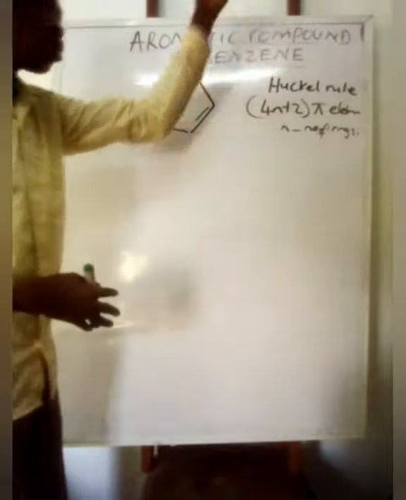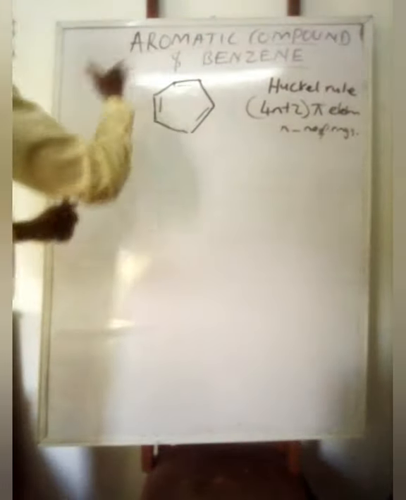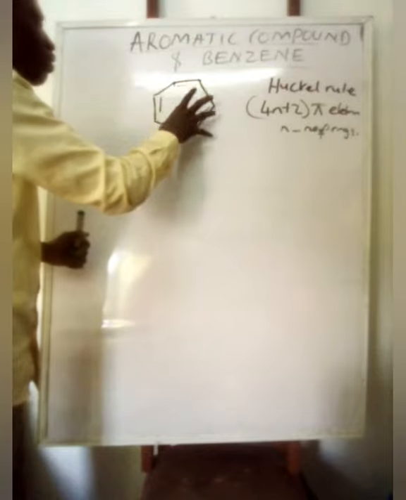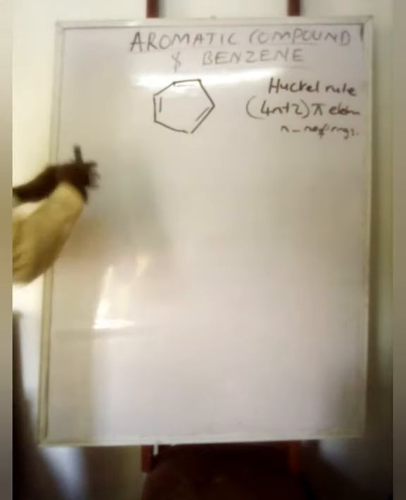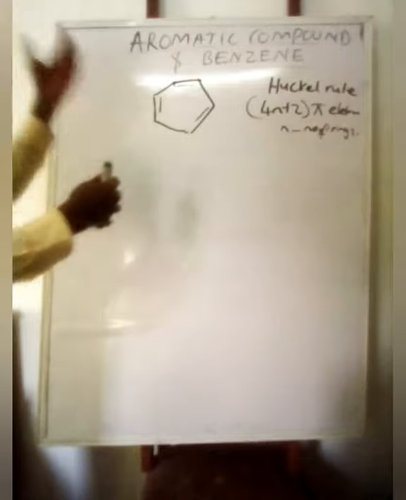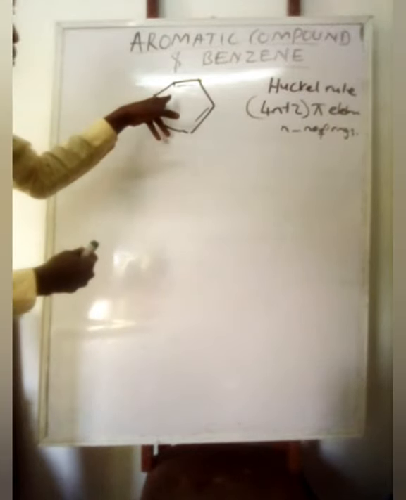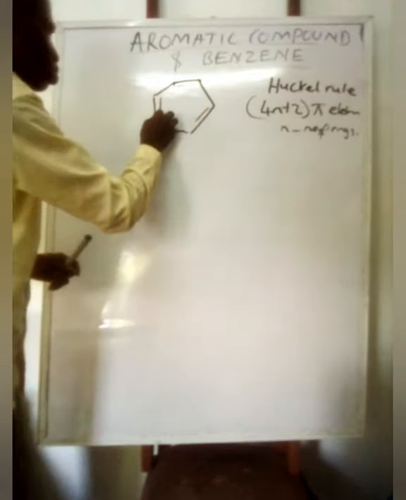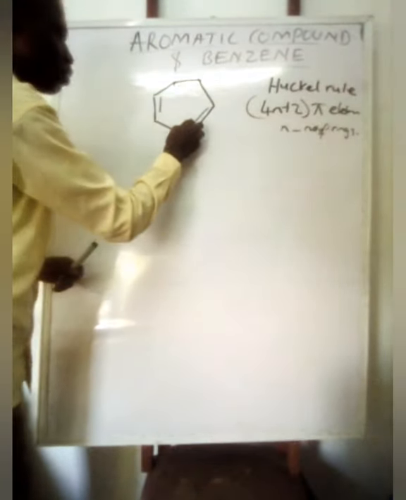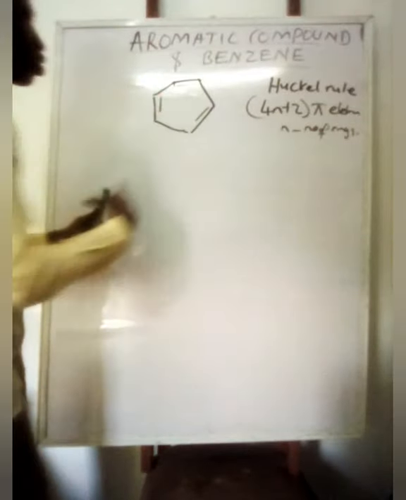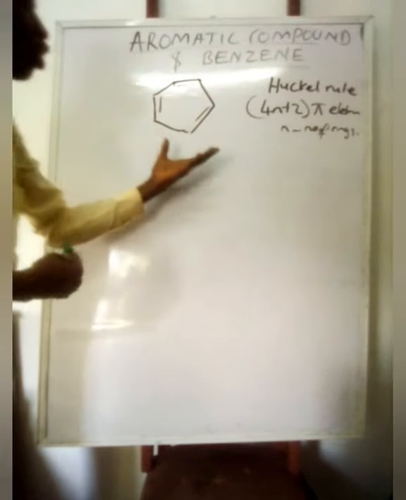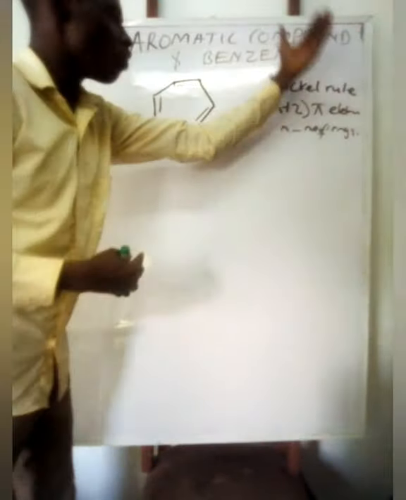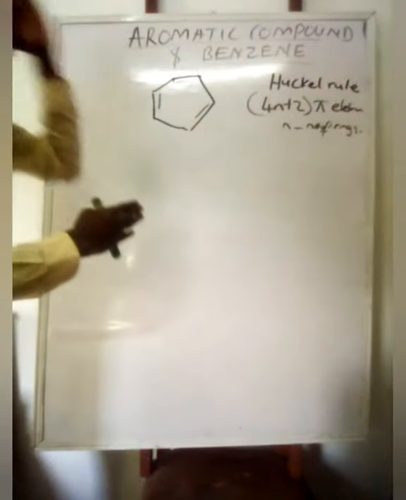Now, we can also determine the pi electrons from the structure. The pi electrons are the double bond electrons, and you are aware that these bonds are made of 2 electrons each. So let's count the pi electrons: 1, 2, 3, 4, 5, 6, which are the double bonds. So we have 6 electrons from the structure, and 6 electrons from Huckel's rule. If the number of pi electrons from the structure and from Huckel's rule are equal, therefore that compound is an aromatic compound.